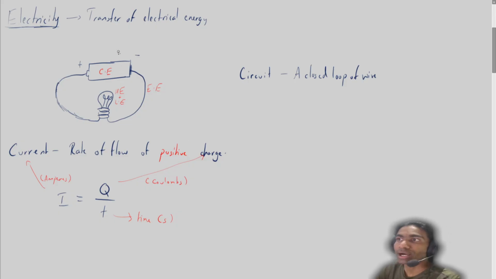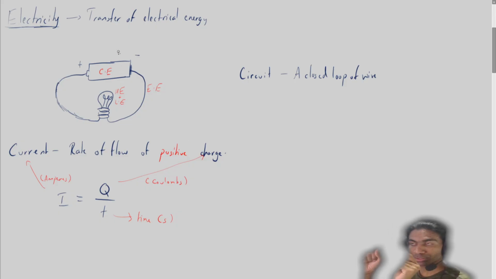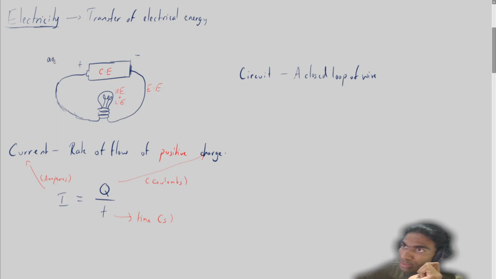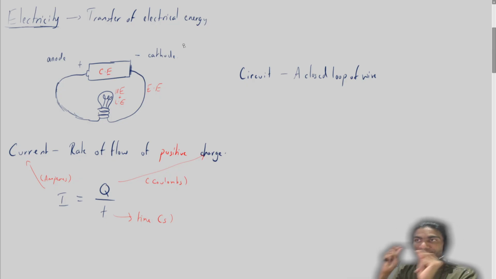Okay. Now, another point as well is you should notice that in order for the current to flow from the positive terminal, which we can call the anode, to the negative terminal, which we can call the cathode, in order for the electricity to flow from the positive end to the negative end, there needs to be something that's driving that electricity in the first place, okay? And this is where the concept of voltage comes in.